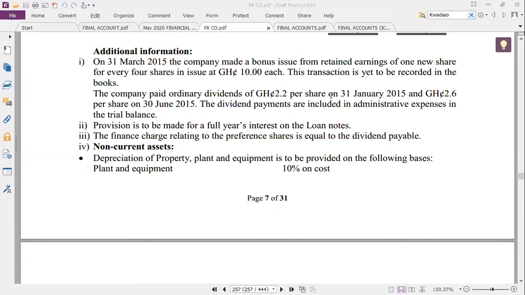Now let's continue. The second part of note 1 states that the company paid ordinary dividend of 2 cedis 20 pesewas per share on 31st January 2015, and again 2.6 Ghana cedis per share on 30th June 2015. Here there's danger. They paid two dividends, one in January, one in June. Meanwhile, they issued shares on 31st March. So the June dividend will include the new shares, whilst the January dividend will not include the new shares. That's the difference.